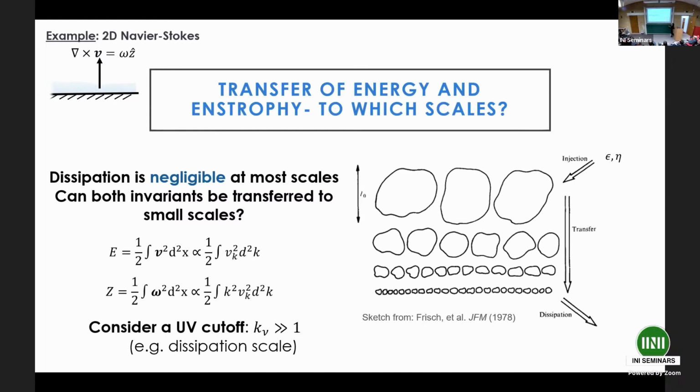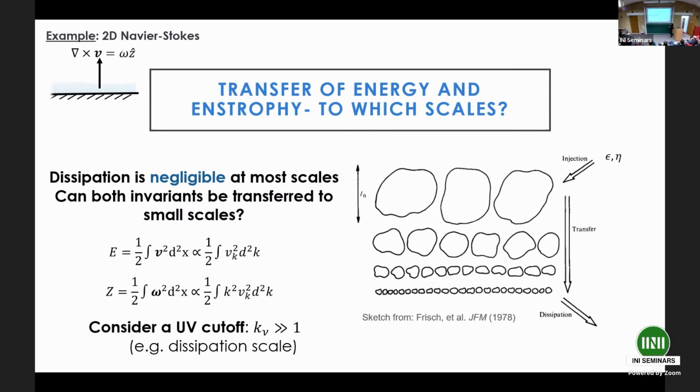But then the question is, when you have these two conserved quantities in these scales, they will be conserved. Can you transfer both of them at the same time to the smaller scales? And I want to present a hand-waving argument to say that they cannot. Okay, so I introduced a cutoff, a UV cutoff. We're asking if both of them can go to small scales.